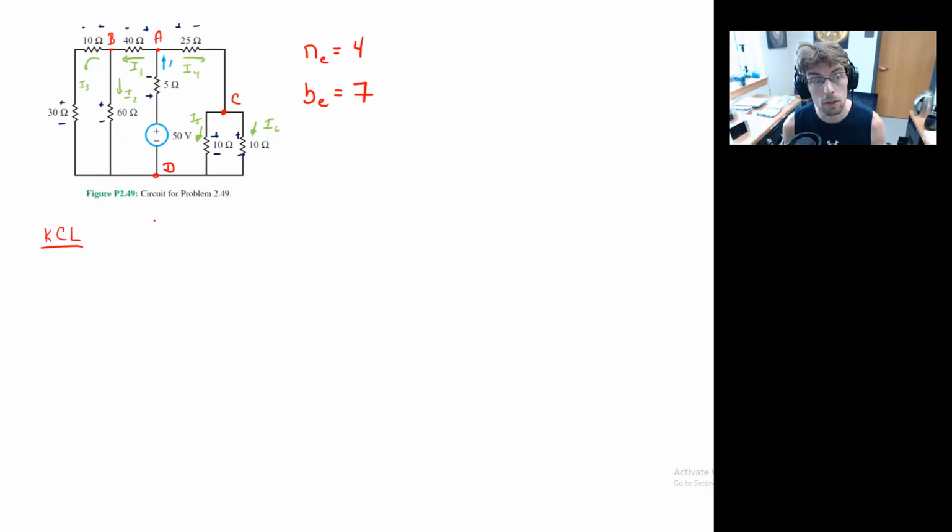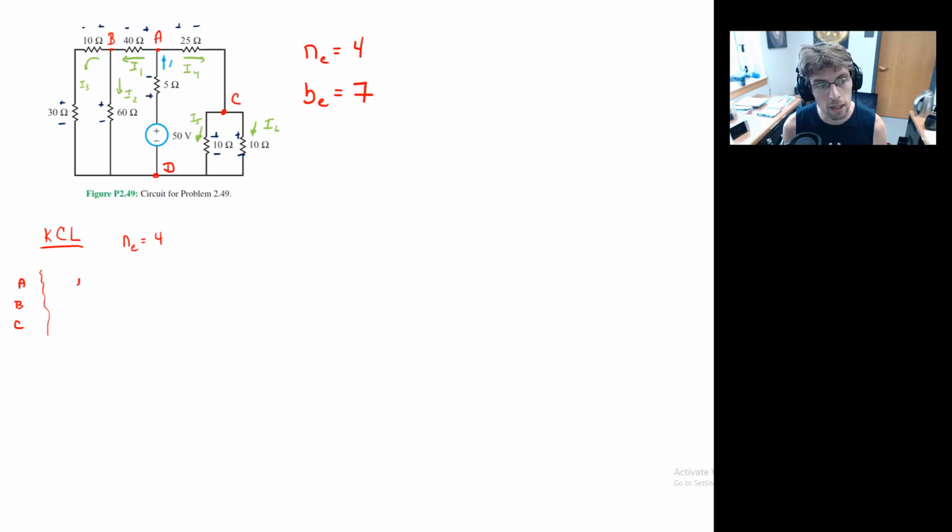Now we notice that here, the number of essential nodes is 4, and so we can use Kirchhoff's current law to get 3 of those equations. So I'll go ahead, I'm going to choose node A, I'll choose node B, and I'll choose node C. Those are the 3 nodes where I'll get my equations from.